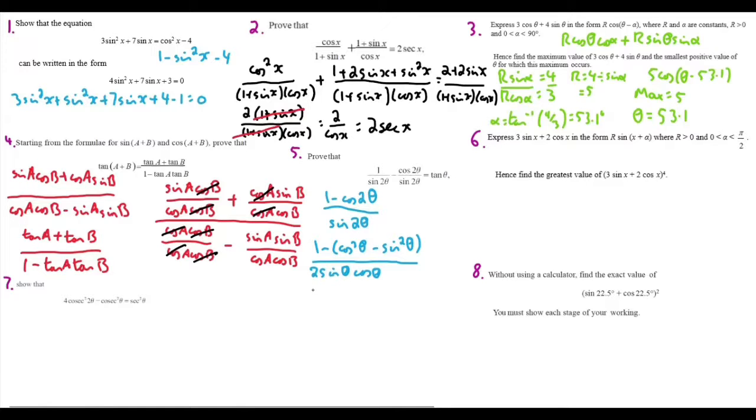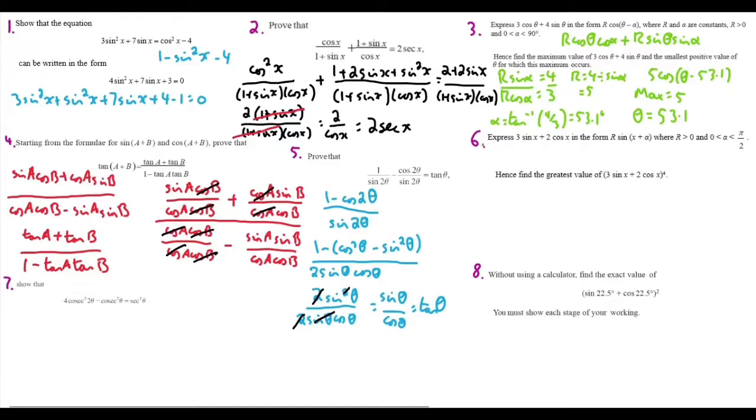minus 2 sine squared would just be 2 sine squared theta over your 2 sine theta cos theta, and then cancelling through, the 2 will cancel with the 2, this sine will cancel one of the sines here, leaving us with just sine over cos, which we know from our identity to indeed be tan.